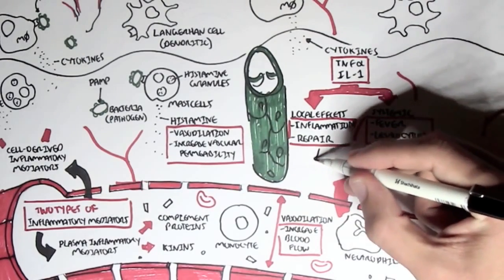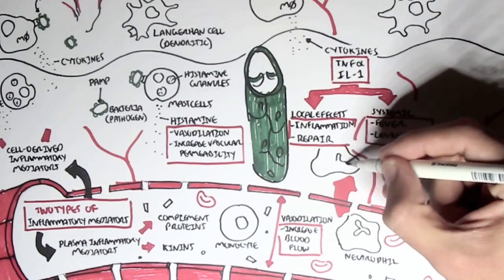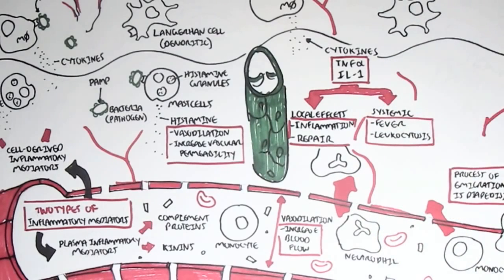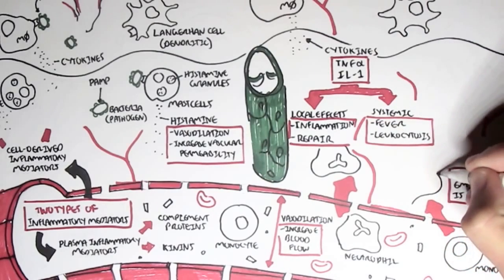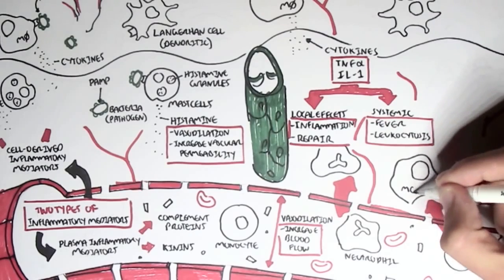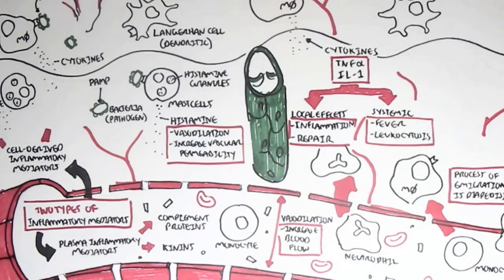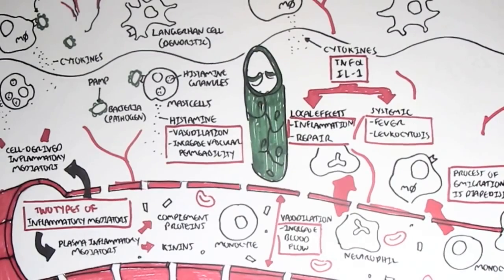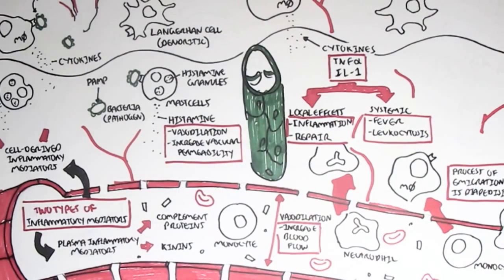So anyway, the cytokines will also promote the immigration of these immune cells from the blood vessels into the inflamed tissue, such as neutrophils and monocytes. When the monocytes move from the blood vessel into the tissue, the monocytes will become macrophages. So within the blood vessel, or while circulating, they are known as monocytes. But once they enter tissues, they are known as macrophages.